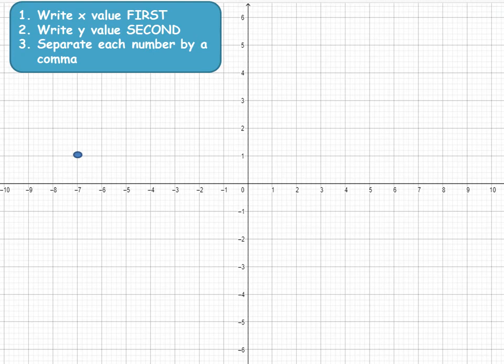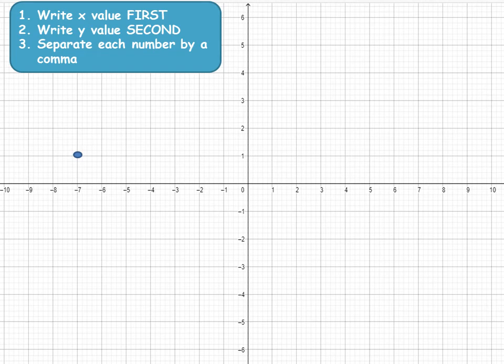Here we have a blue dot on the screen. Let's remember, we write our x value first. So what's the x value? What number on the x-axis does this dot line up with? I don't want to show you the answers yet. -7. Very good, because if you notice, -7 is lined up with the dot.